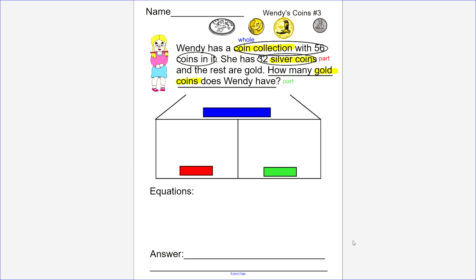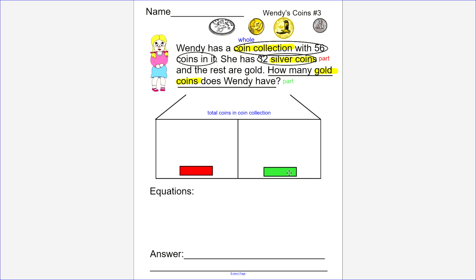Let's read this problem again and let's think, what should we label the whole? I'll go ahead and read just the information we've determined is the whole. Coin collection with 56 coins in it. What words could we use for our whole? I probably need to use the words coin collection and definitely the word coin. I think I'm going to label the whole in the bar diagram total coins in the coin collection.